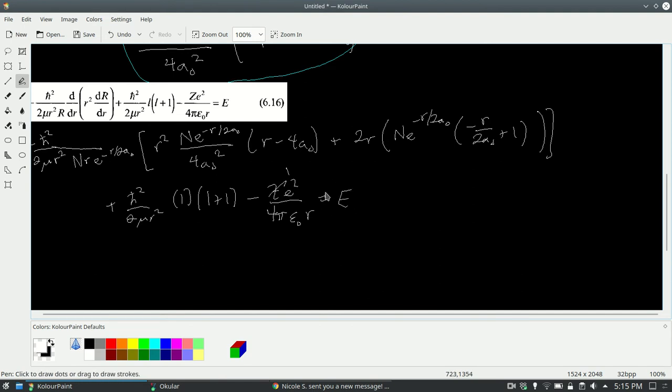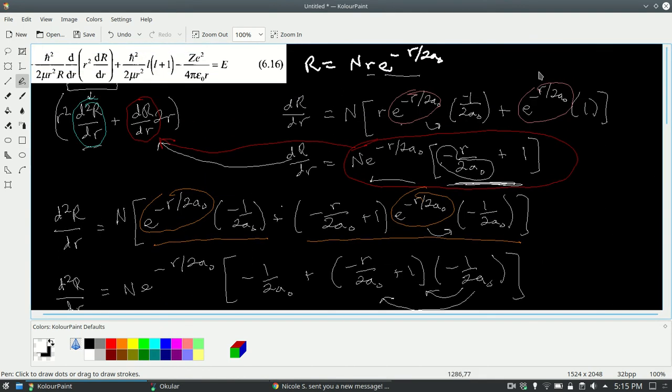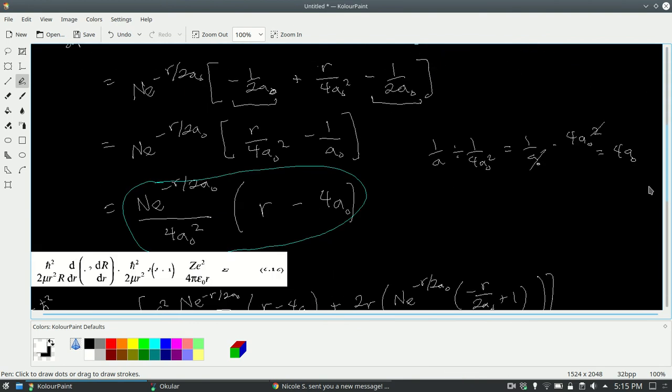Equals E. All right. Now the object of the game, one more time, is to boil down everything on the left side of this equation to some junk that does not contain a little r. If you can do that, then the given function in the problem really is a solution to this equation, and the E is the stuff that you boil down to that does not contain a little r.